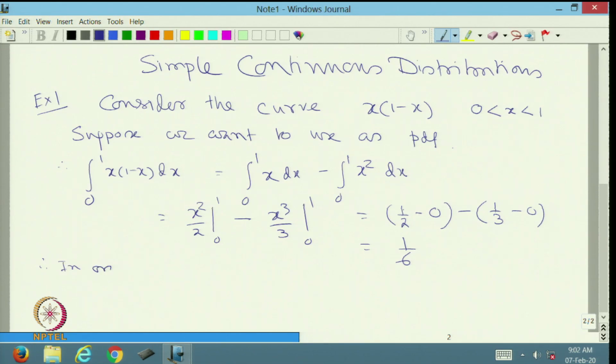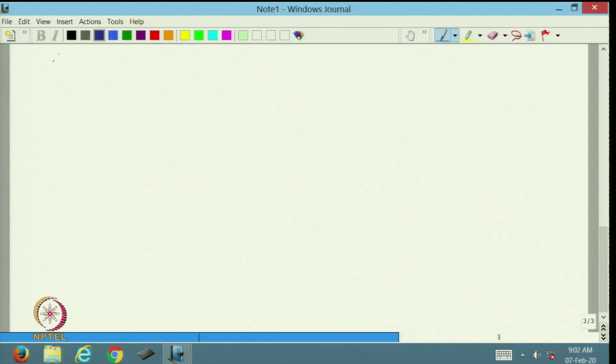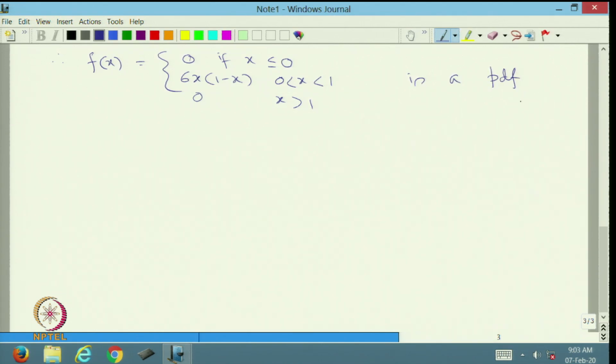Therefore, in order to make it a PDF, we need a constant multiplier 6. Therefore, f x is equal to 0 if x is less than or equal to 0, 6 x into 1 minus x if 0 is less than x less than 1, and 0 if x is greater than 1, is a PDF or probability density function.